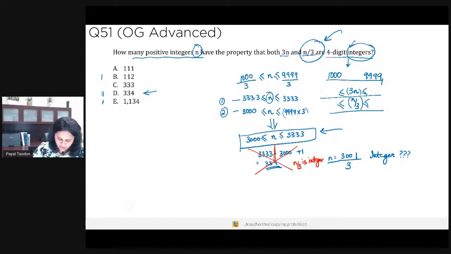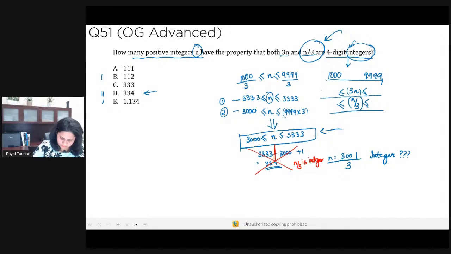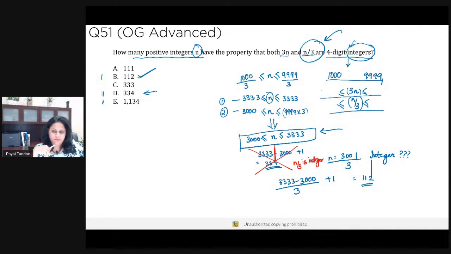Now what you have to technically do is, oh, sorry about that. What you have to do is (3333 minus 3000) divided by 3, plus 1. And that is 112. That is your answer over here. The correct answer is choice B. That is the mistake that you did.